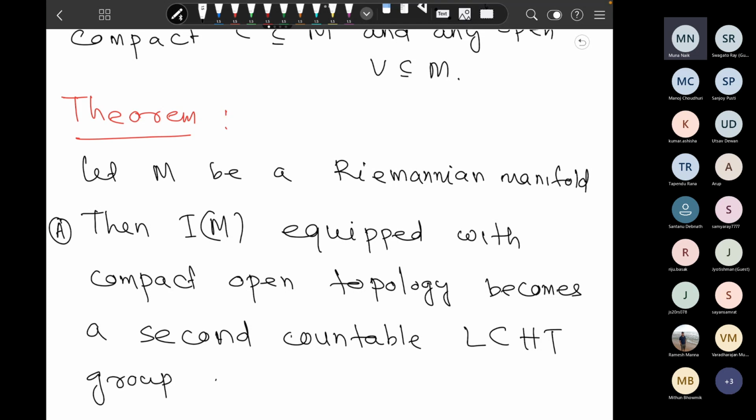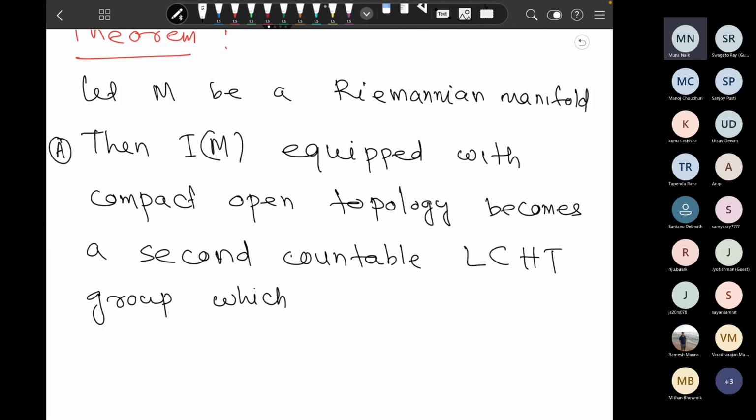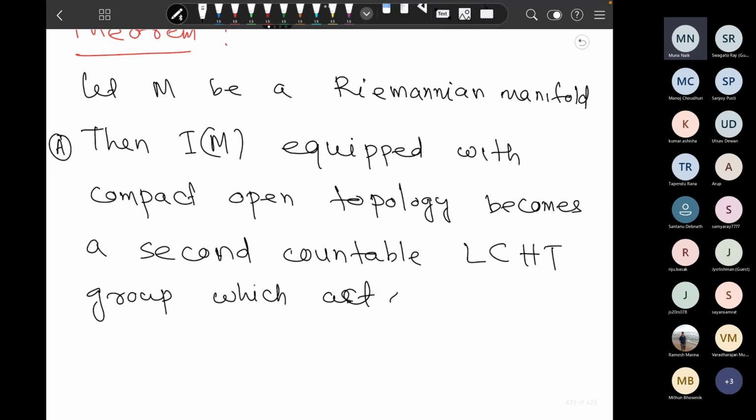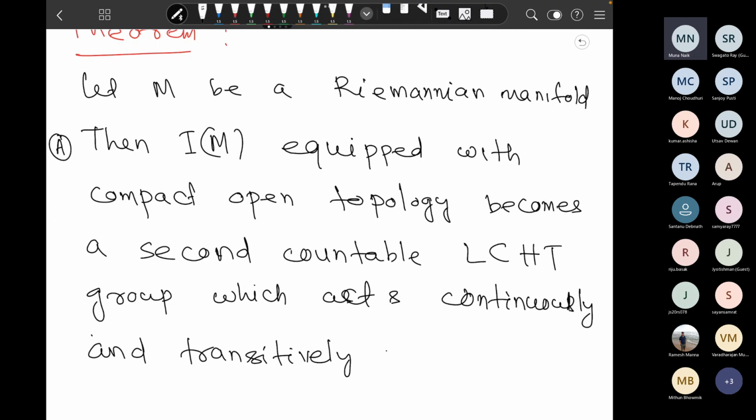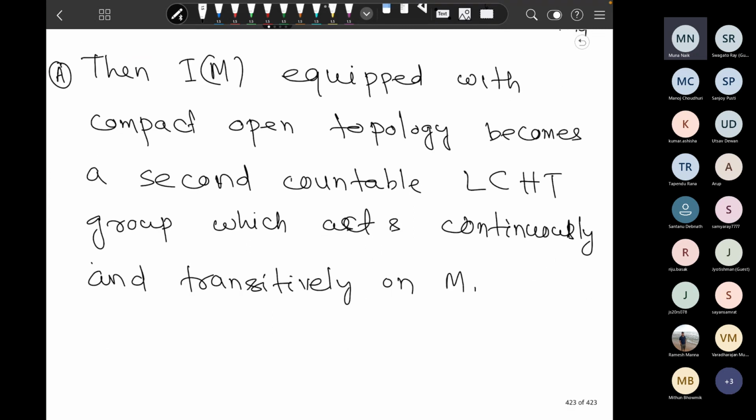which acts continuously on M. So I am not using that word, topological transformation group of M. So this is one thing, and the second thing is also interesting.